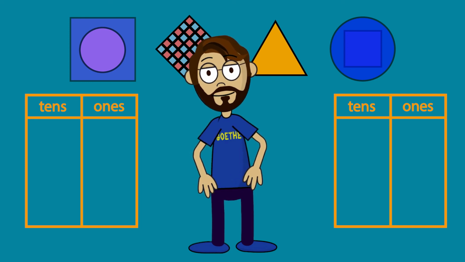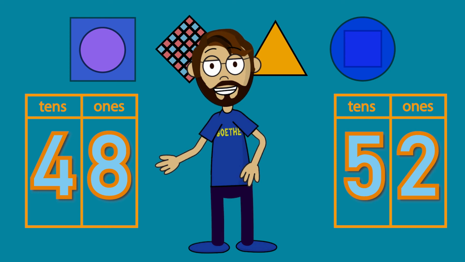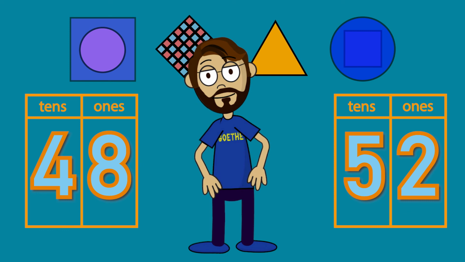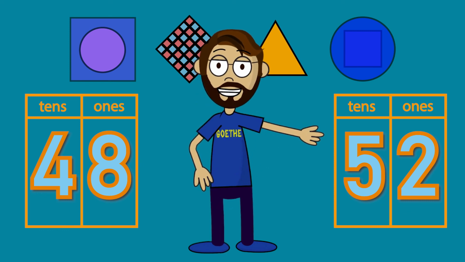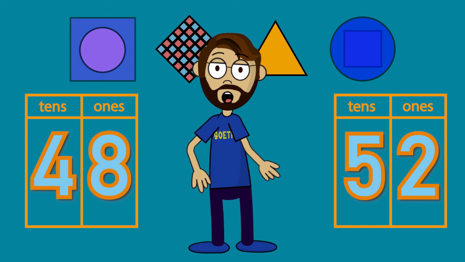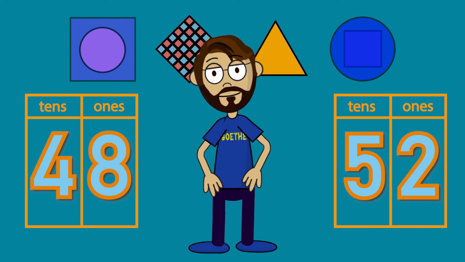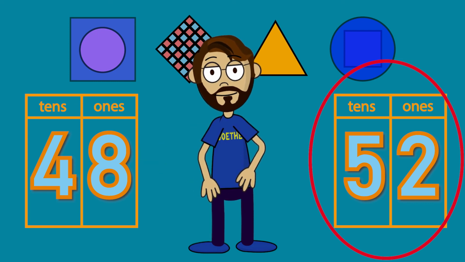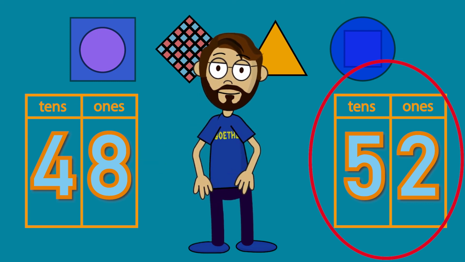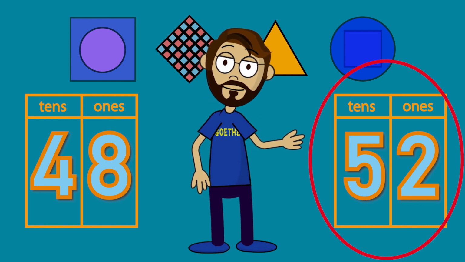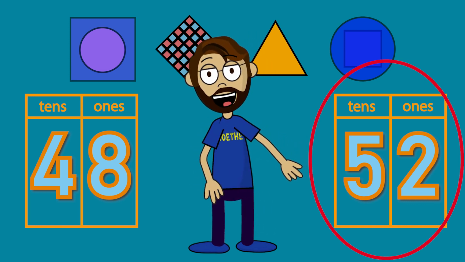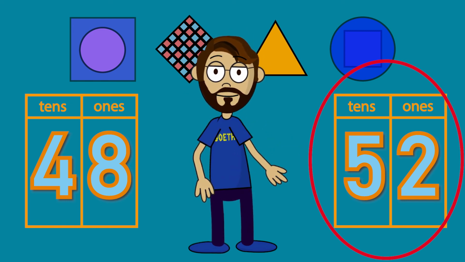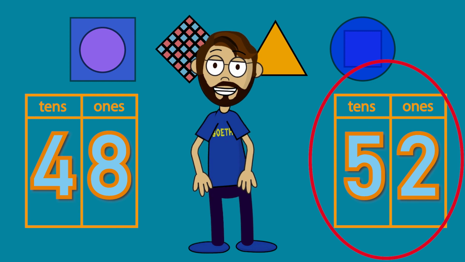Let's look at another one. 48 and 52. Let's go to the tens. 48 has 4 tens, and 52 has 5. So 52 is bigger than 48. It might be confusing because 48 ends in an 8, which is bigger than 2, the number that 52 ends in, but since we looked at the tens, we know we have the right answer. 52 is bigger than 48.